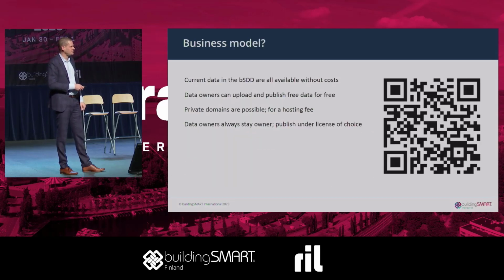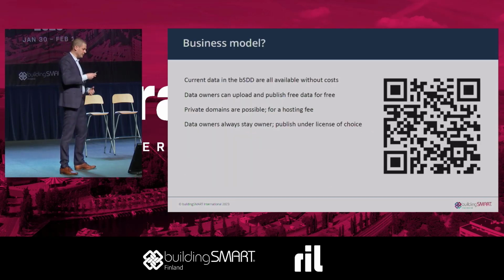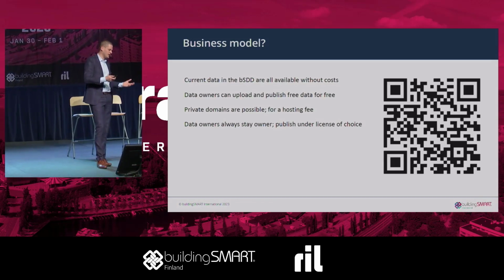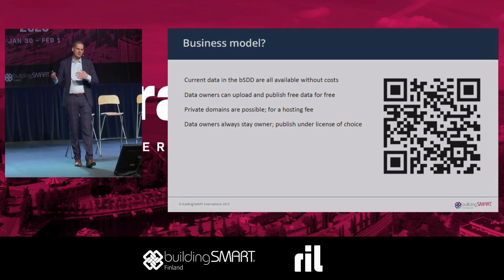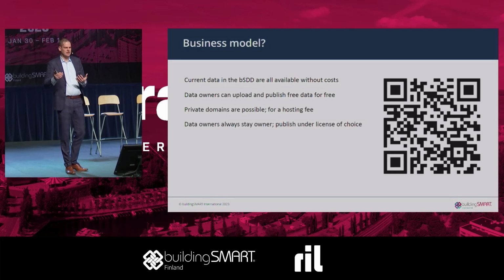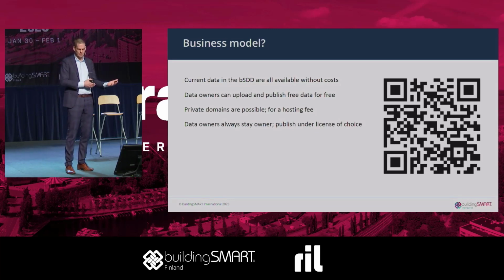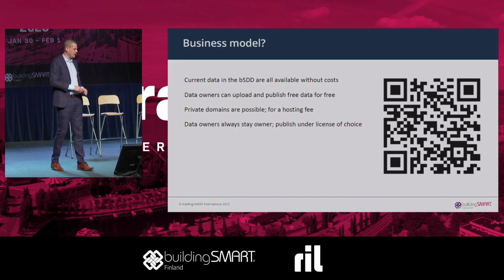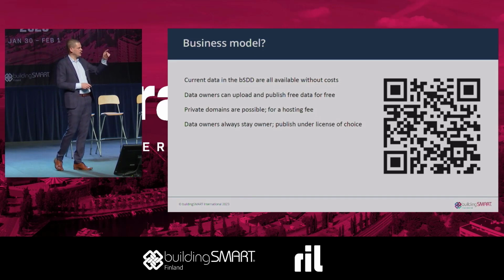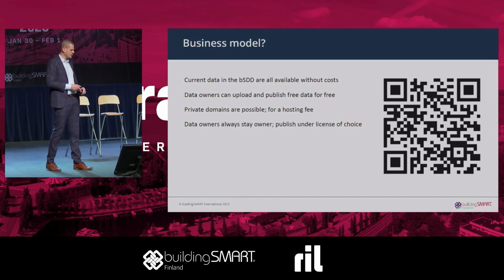So, the business model: if you're enthusiastic about this, like me, and you want to put something in, how does it work? How much do I have to pay? You don't have to pay anything if you publish your data for free. We also have classification systems that are not for free. If those systems want to publish in the data dictionary, we're basically resellers and we have to make an agreement. But if you want to publish your data for free, it is for free forever. You keep ownership, etc., etc. More information you can also find on that QR code.